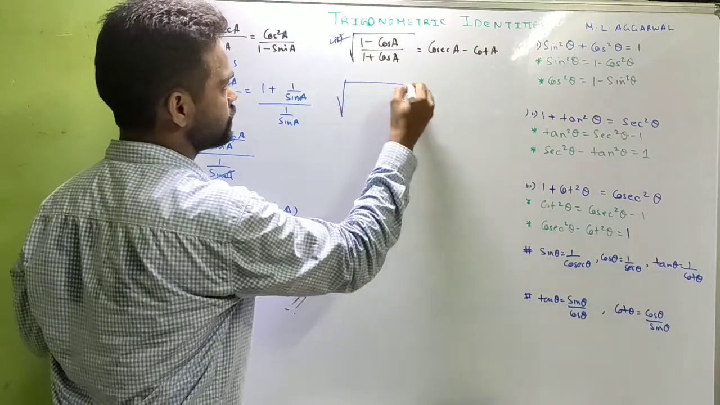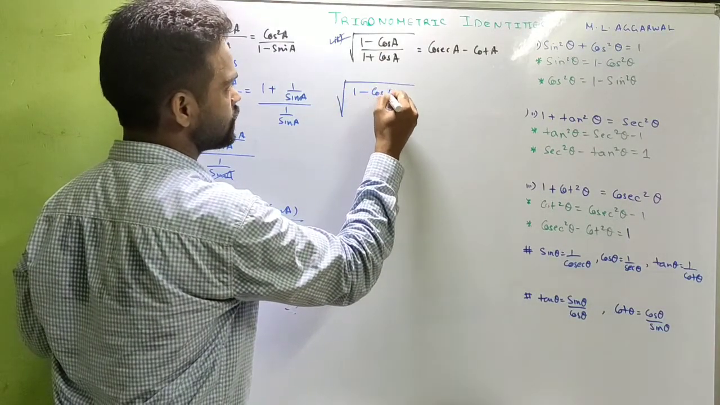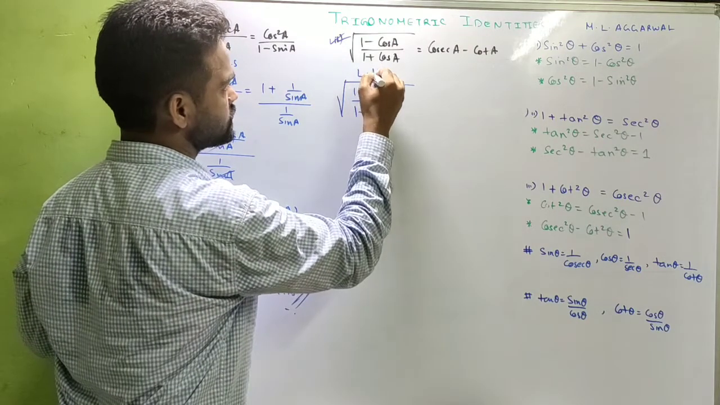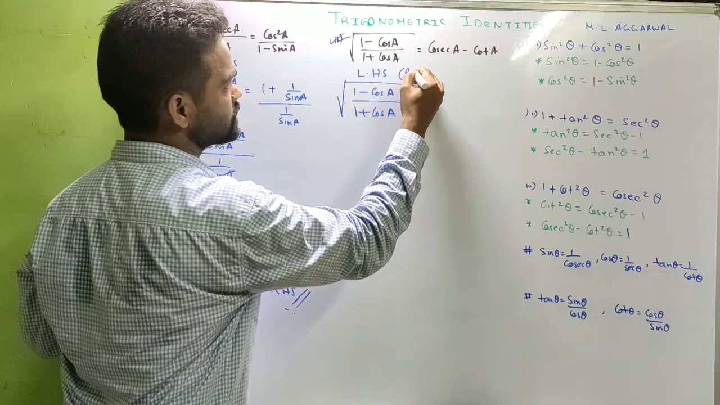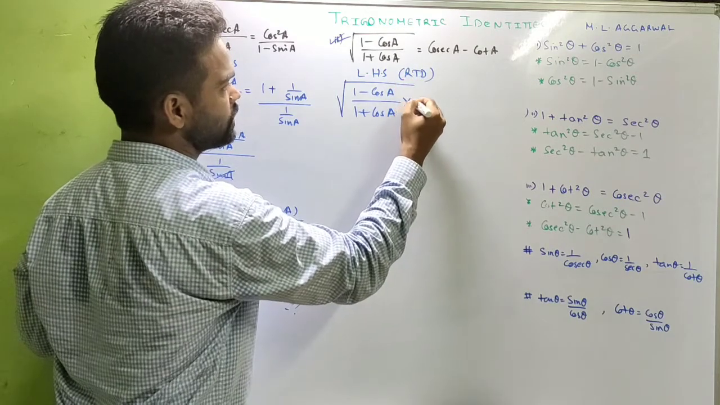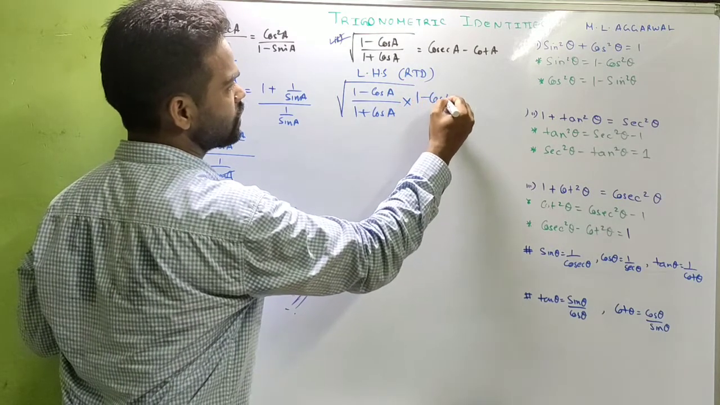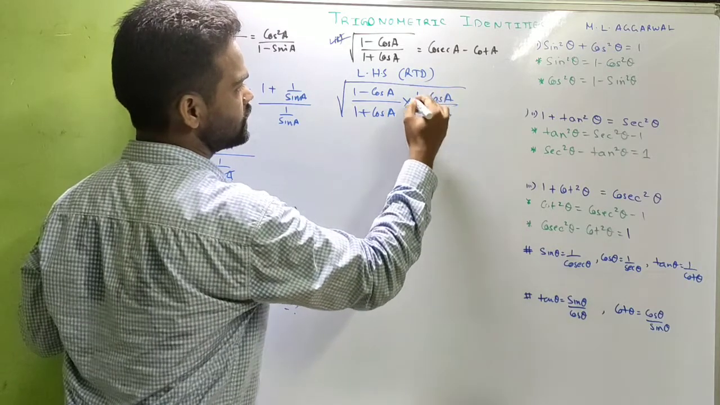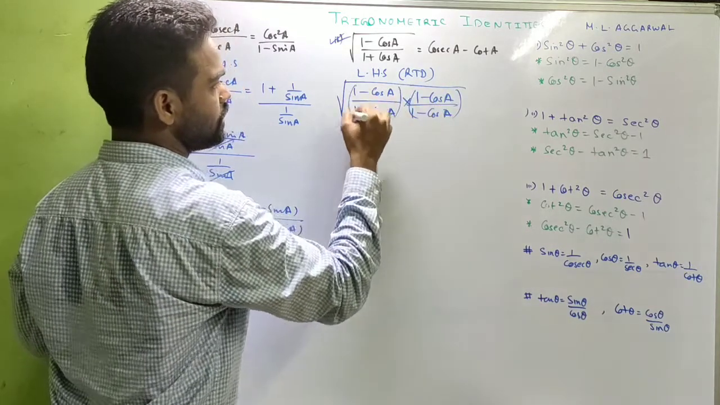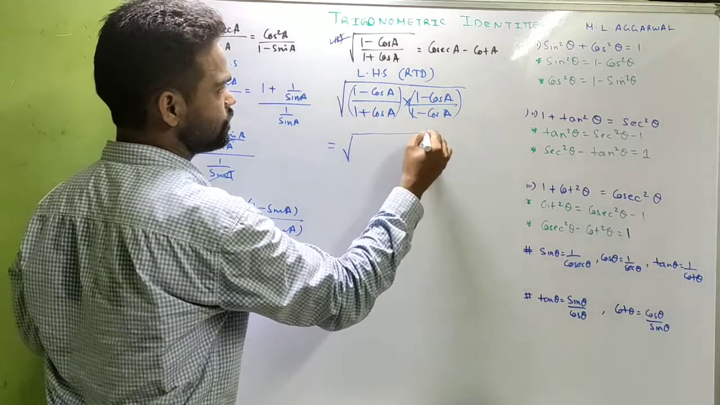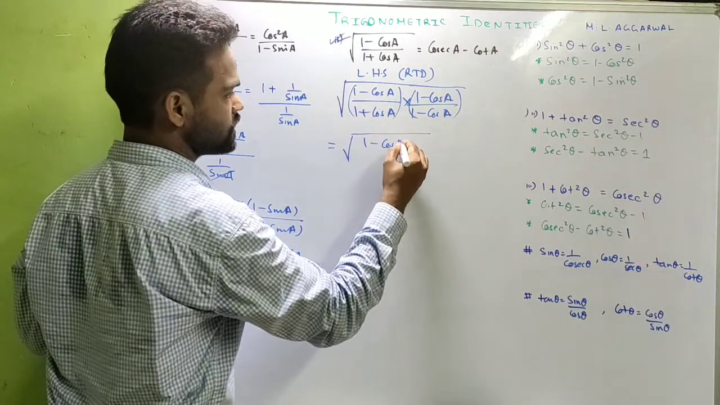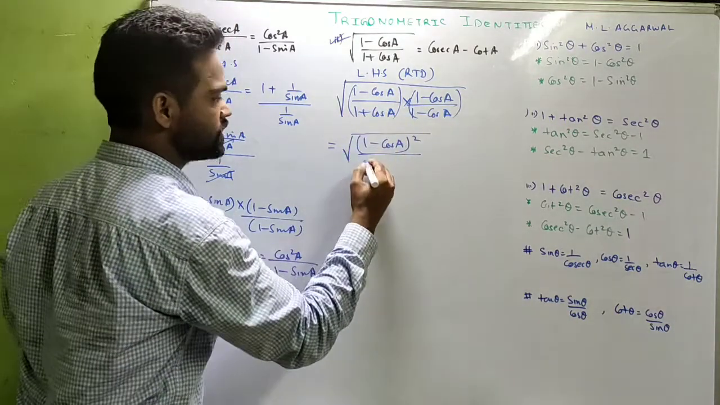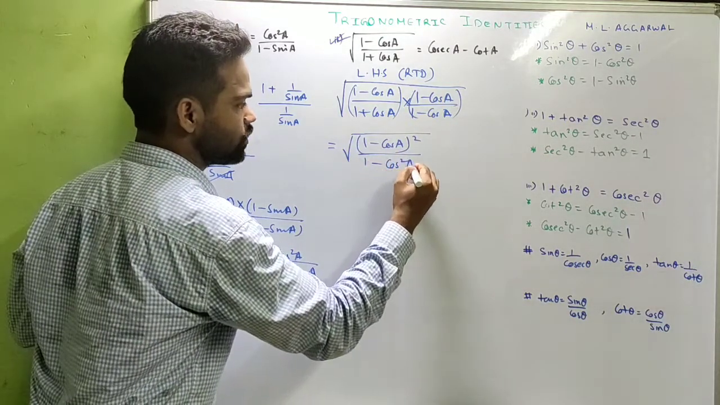Just look over here. This was (1 minus cos A) by (1 plus cos A) in the left hand side. What I'll do, rationalize the denominator, so I'll multiply by 1 minus cos A up and down. Isn't it? Now see, in the numerator it is (1 minus cos A) whole square. In the denominator, a plus b, a minus b, that's a square minus b square.